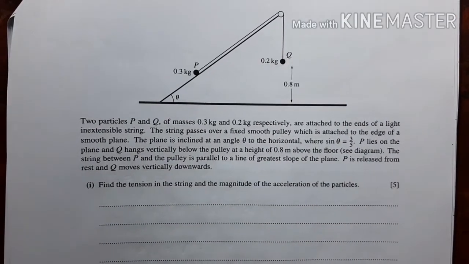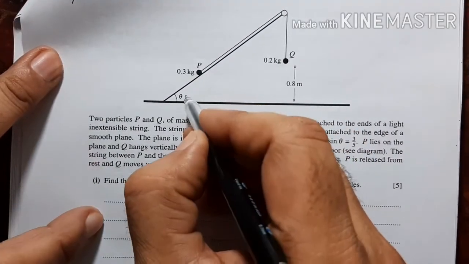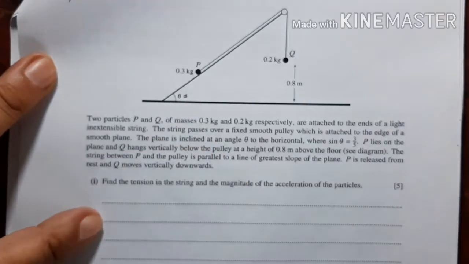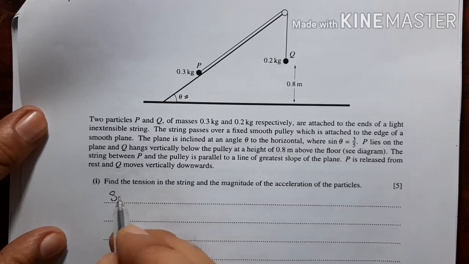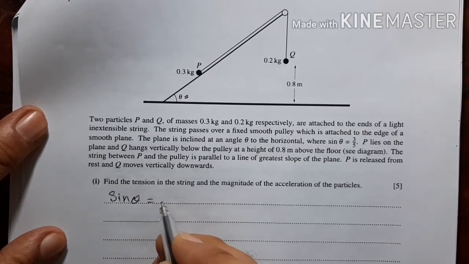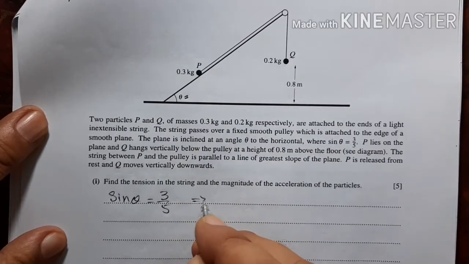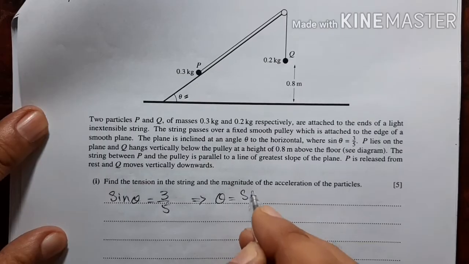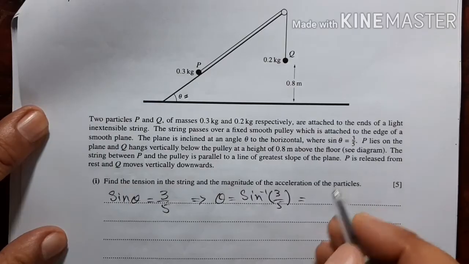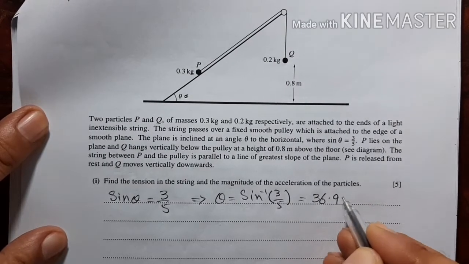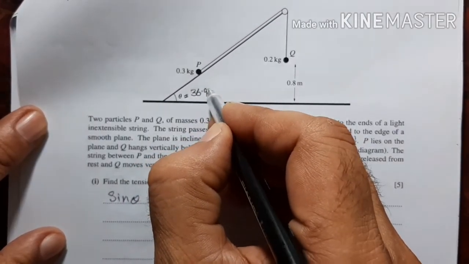Okay, so first of all we need to find this theta. What is this theta? As we got sine theta is equal to 3 over 5, so theta is equal to sine inverse 3 over 5, which will give us 36.9 degrees. So theta is 36.9 degrees. Okay.